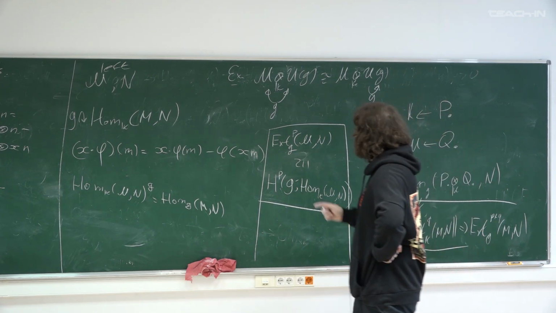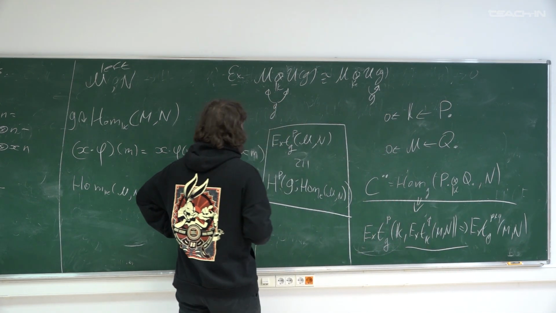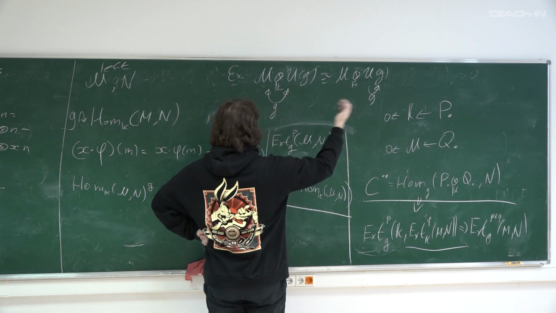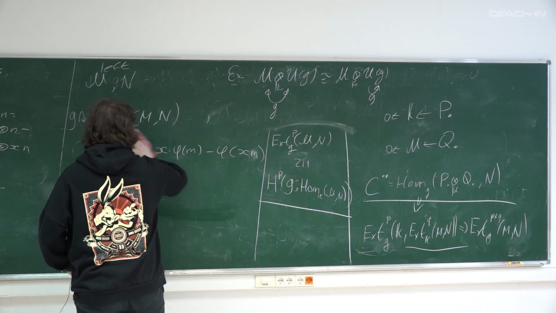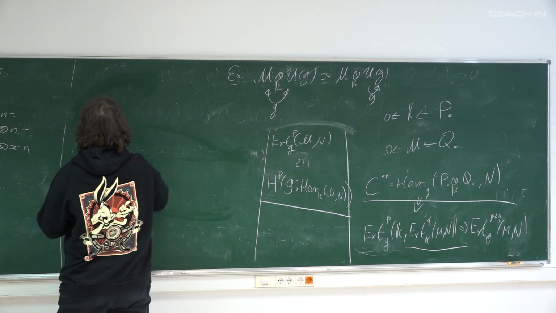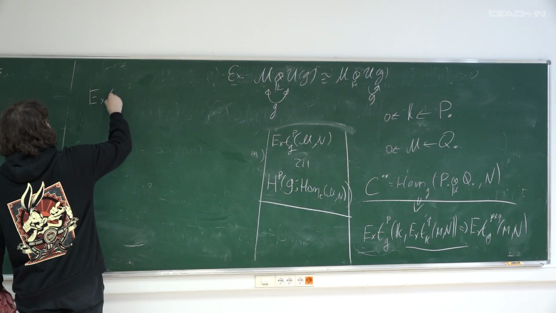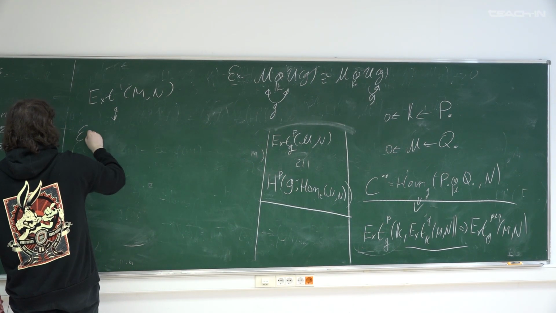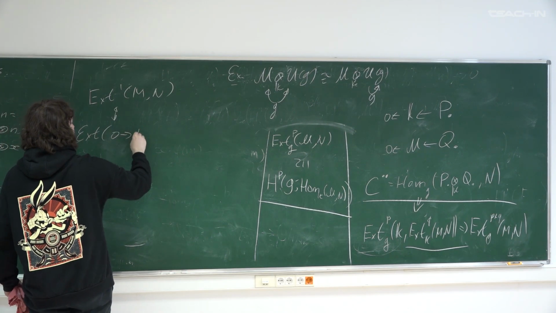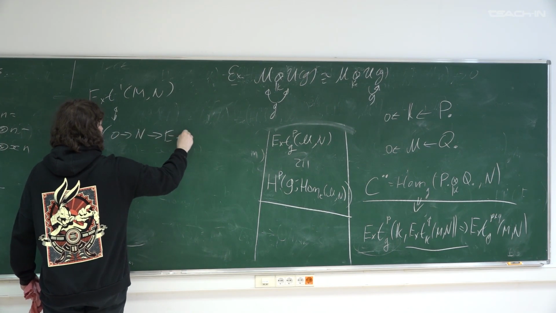For example, from a general perspective, Ext^1 classifies extensions of G modules. For example, Ext^1 of M, N is the same thing as extensions of this form of G modules.